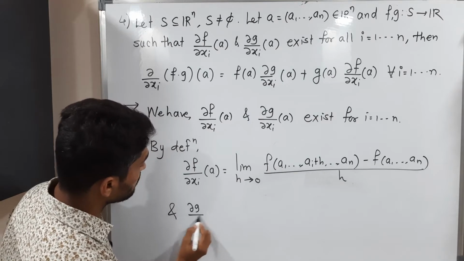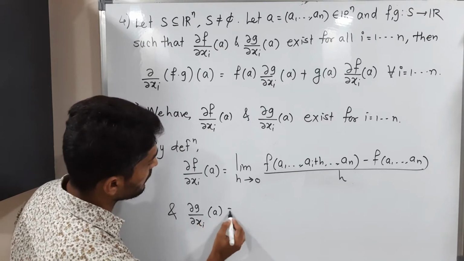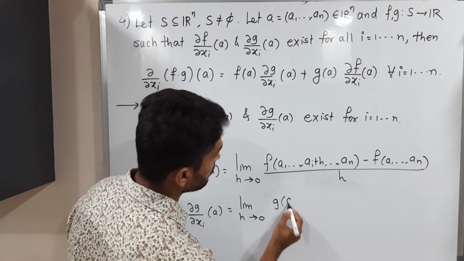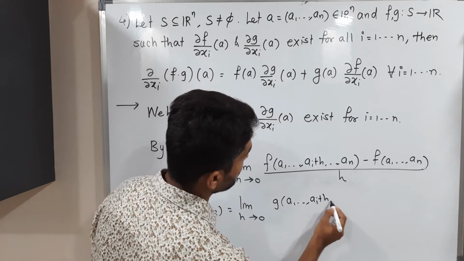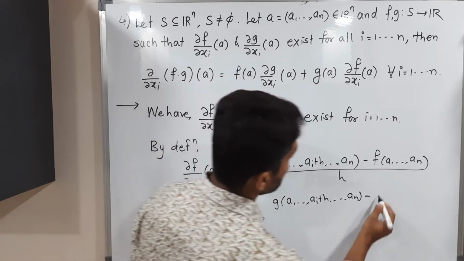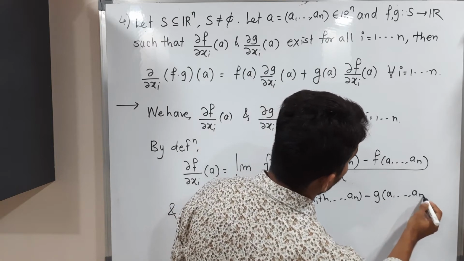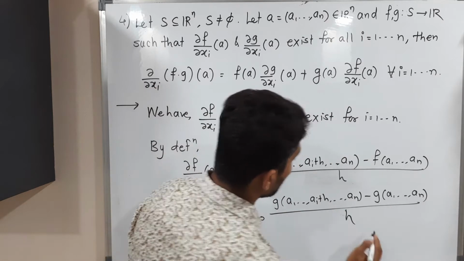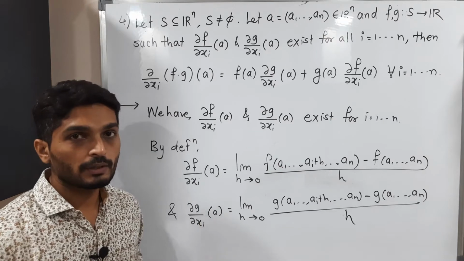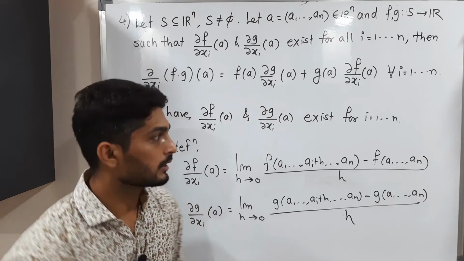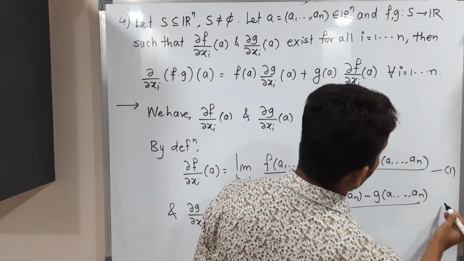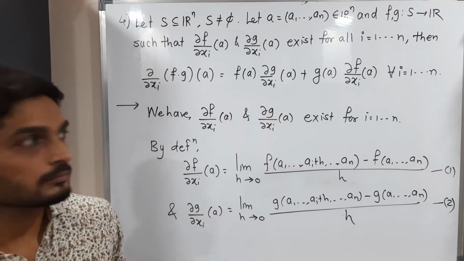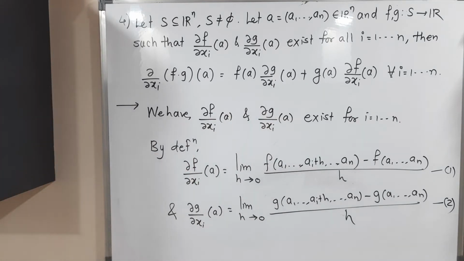Similarly, I can write for del g by del xi of a equal to limit h tends to 0. The same definition for g: g of a1, a2 and so on, ai plus h, and so on n, minus g of a1, a2 and so on n, divided by h. We are taking the derivative with respect to xi, so I am adding h only in the ith component. I will call this equation number 1 and this 2. After that, we will go for the actual proof of this theorem. You can take a screenshot of it. After that, we will continue.